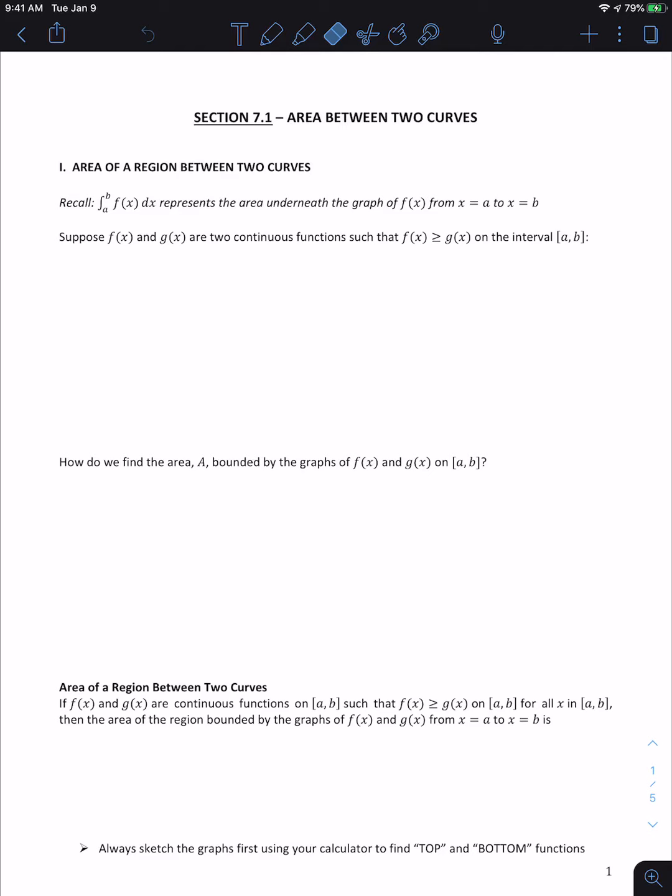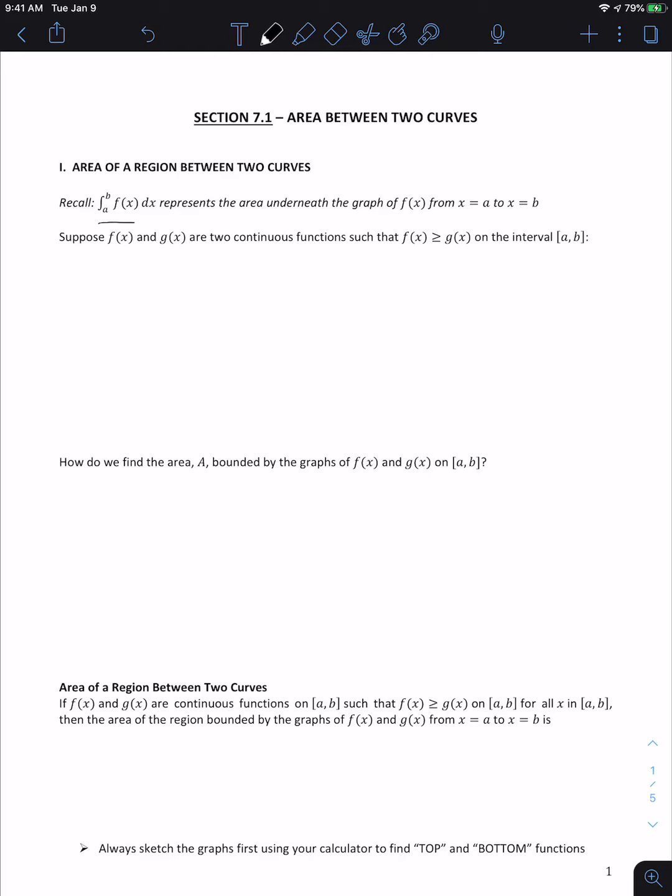Hi everyone, in this video we'll be looking at section 7.1, which is the area between two curves. So first we're going to look at the area of a region bounded by two curves. Remember, the integral from a to b of f of x dx represents the area underneath the graph of f of x from x equals a to x equals b. We remember that from Calc 1.